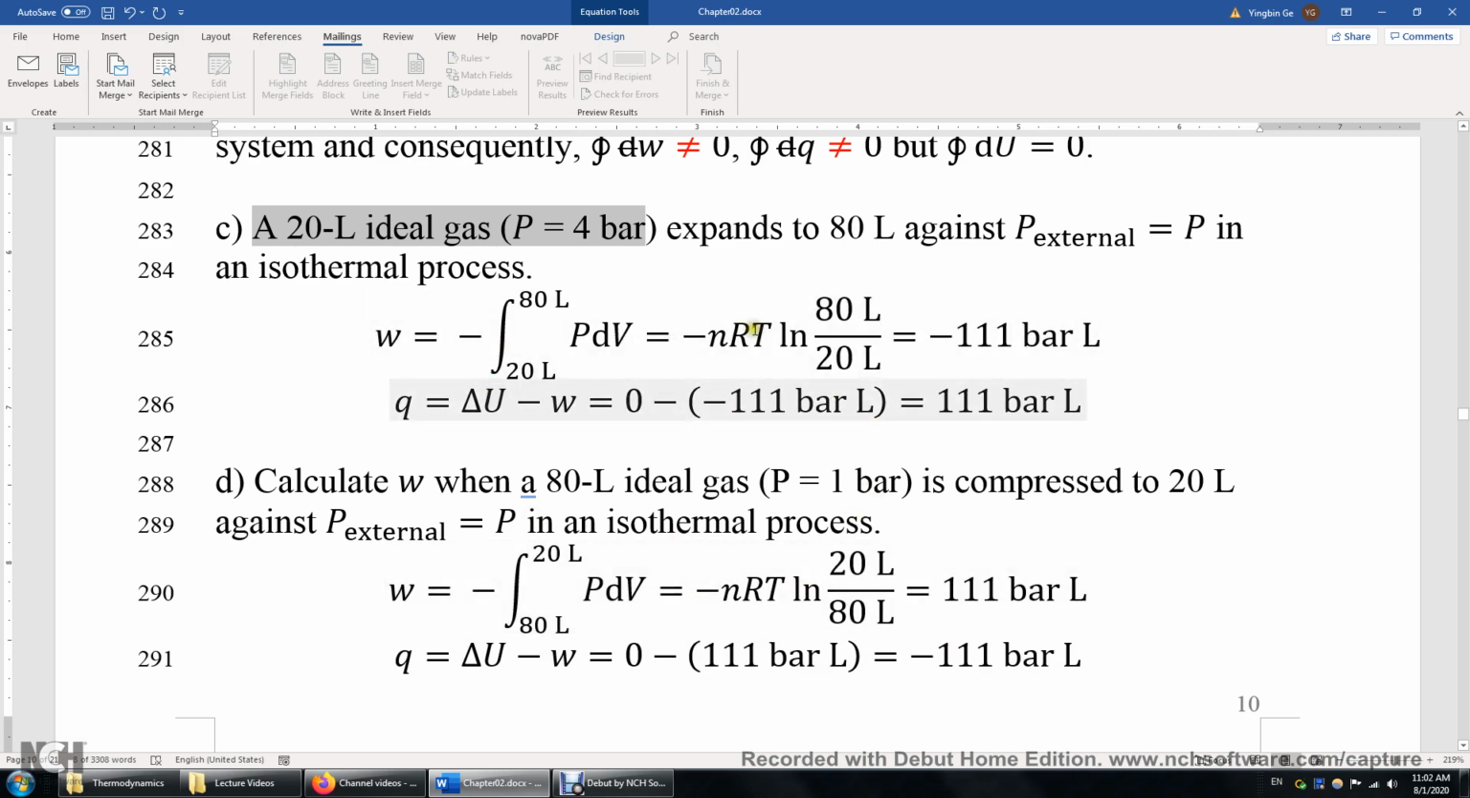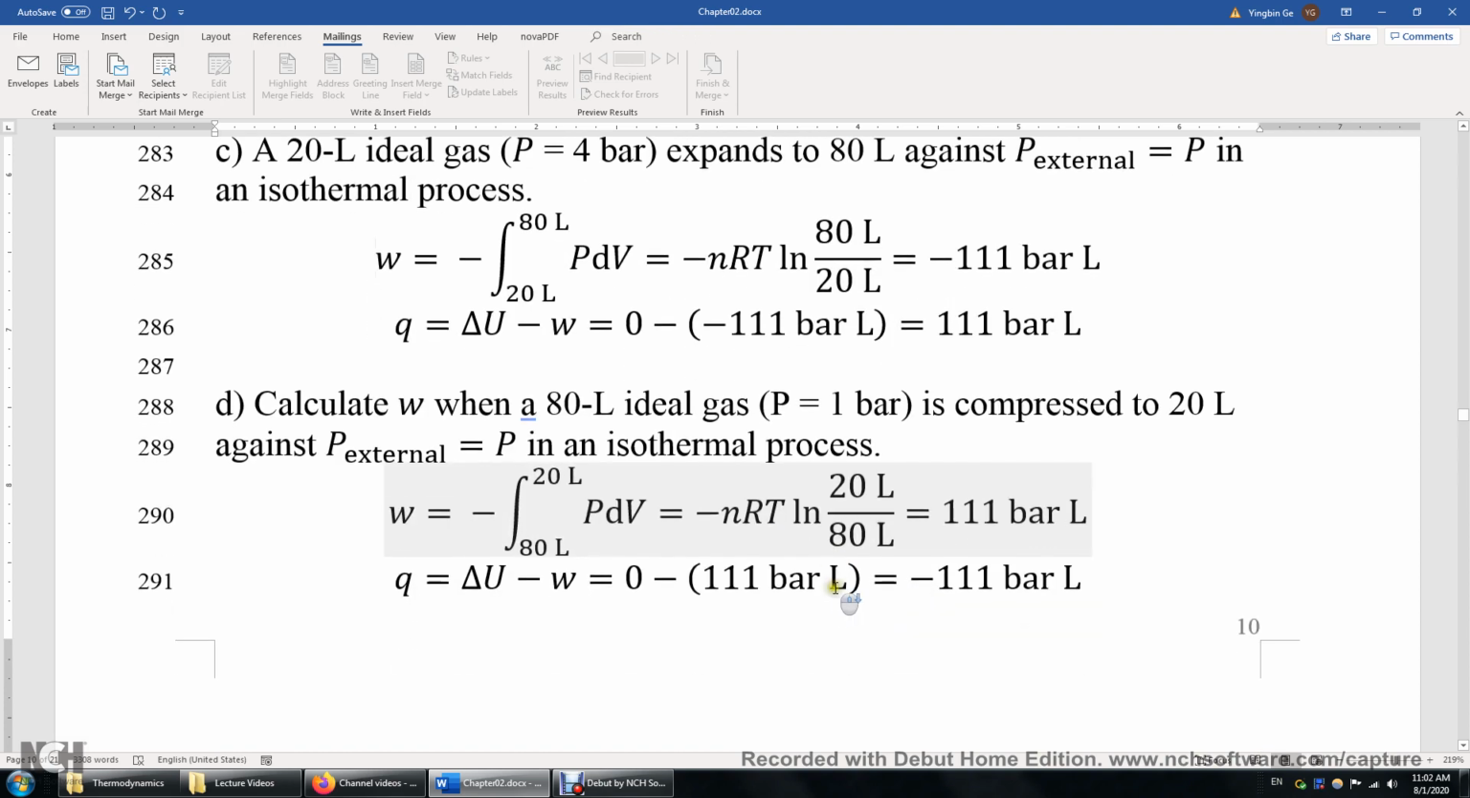In this case, again, C and D together is a cyclic process. After this cycle, W is 0, Q is 0, delta U is 0, delta H is 0. And there's no change to the entropy of the universe. And therefore, both C and D are reversible processes.